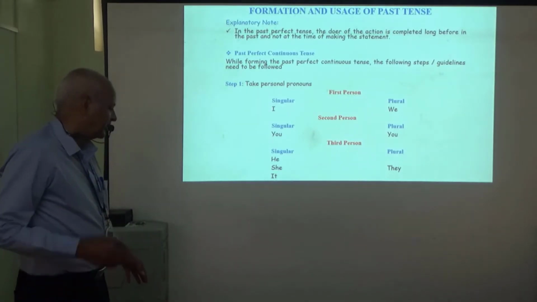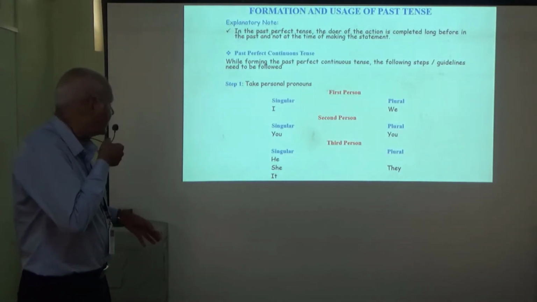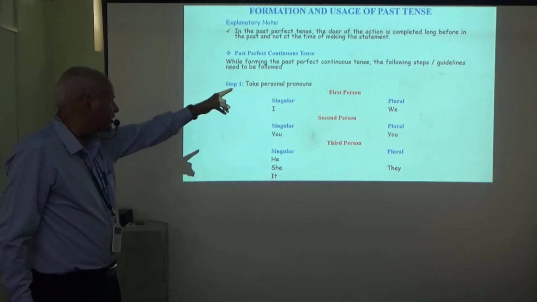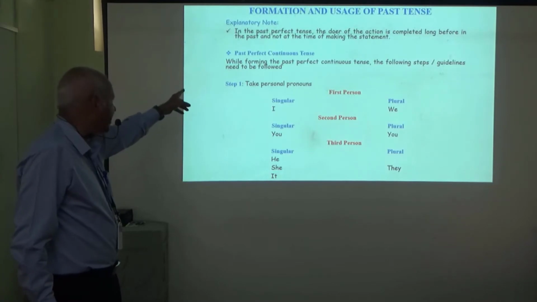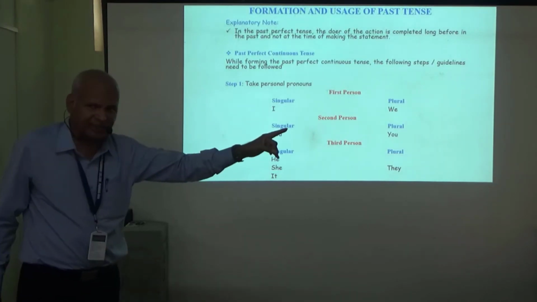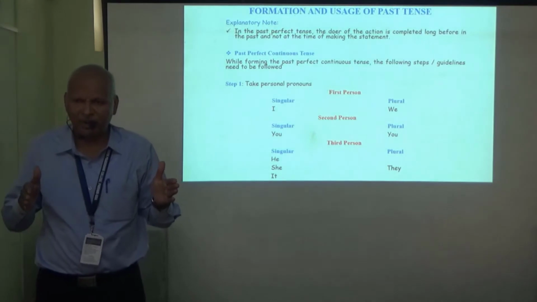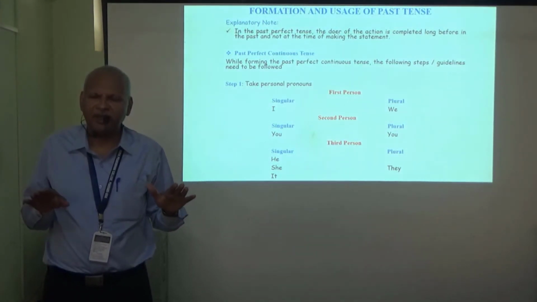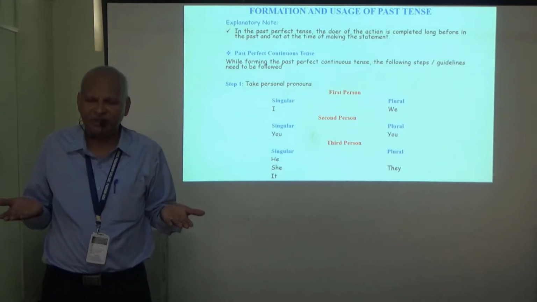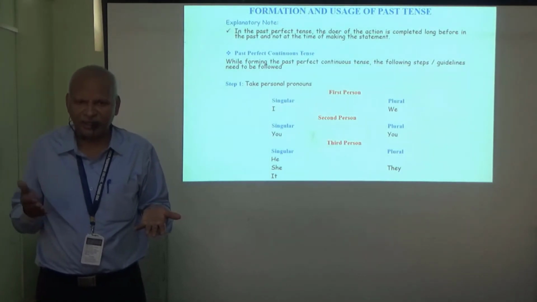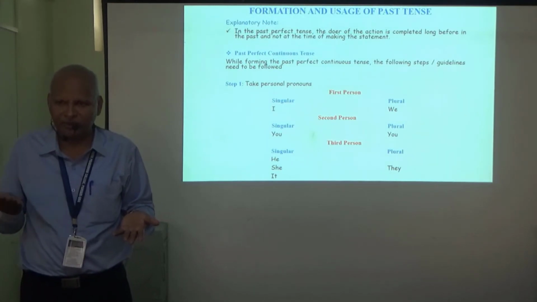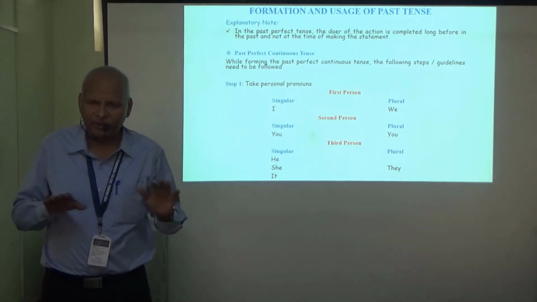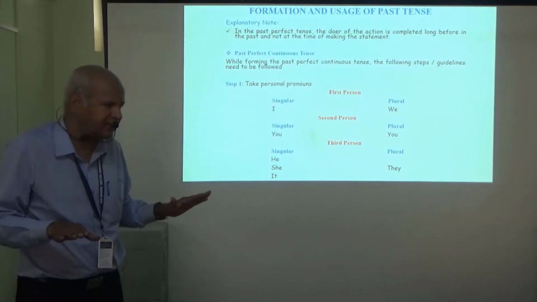Now you see there is an explanatory note. In the past perfect tense, the action is completed long before in the past and not at the time of making the statement. In all the past forms, the action is completed in the past only. Very simple, because the tense itself is a past tense. No doubt, an action continuing in the present or continuing in the future is just not possible in the past tense. So everything is completed in the past only.